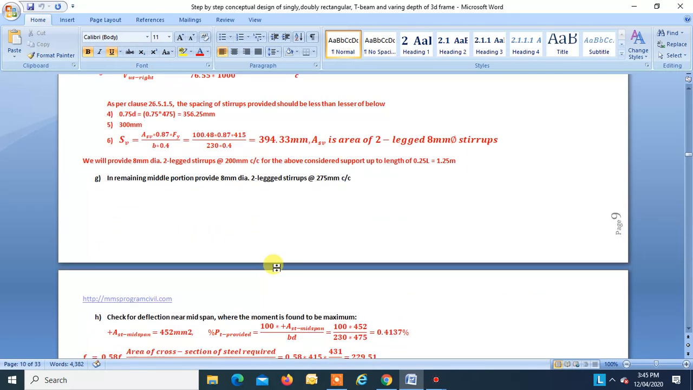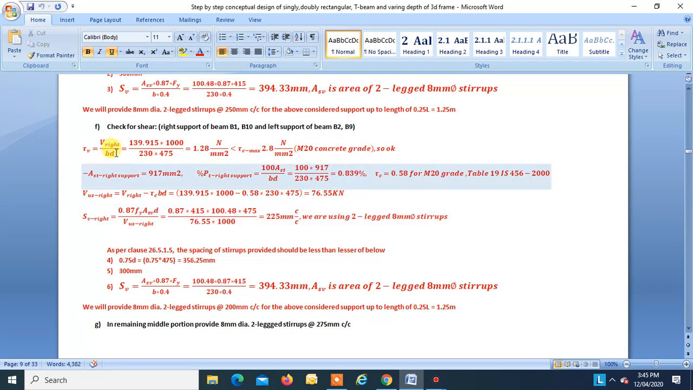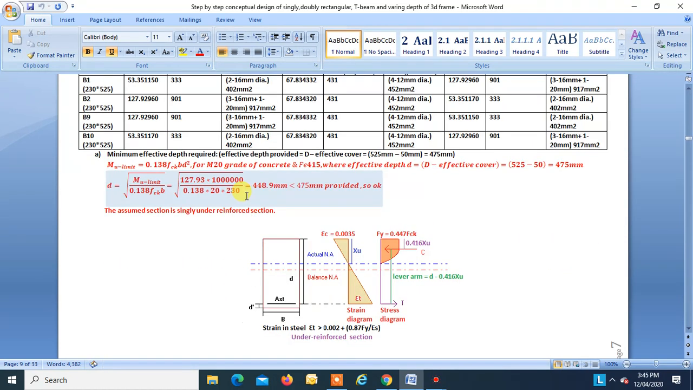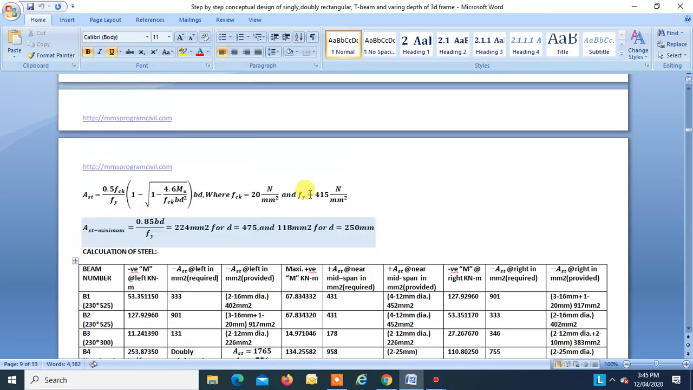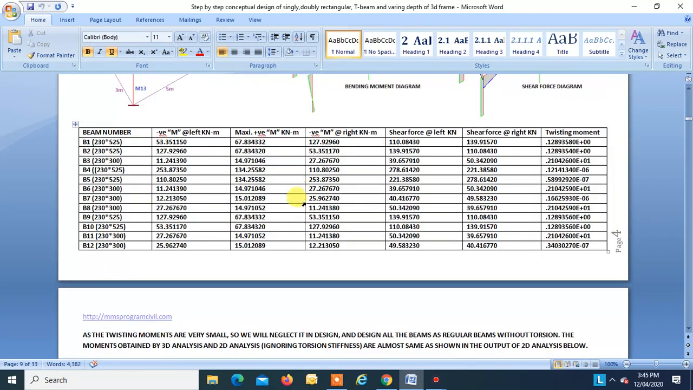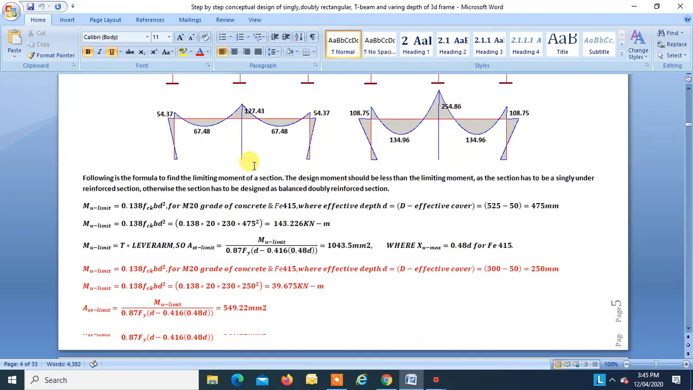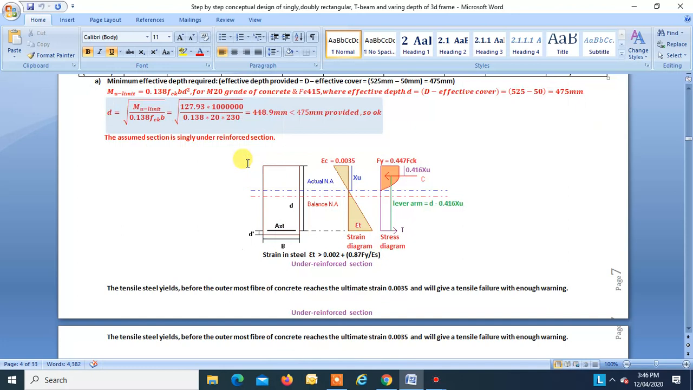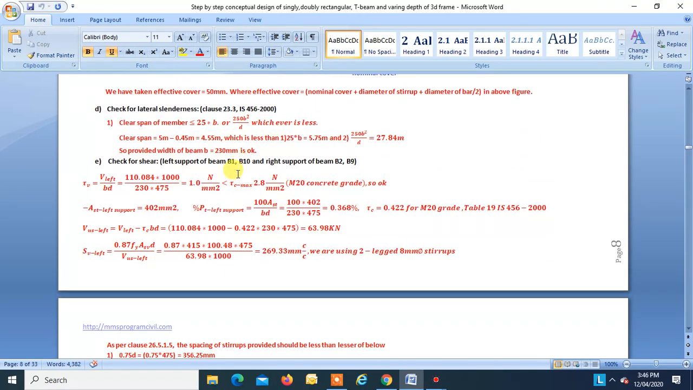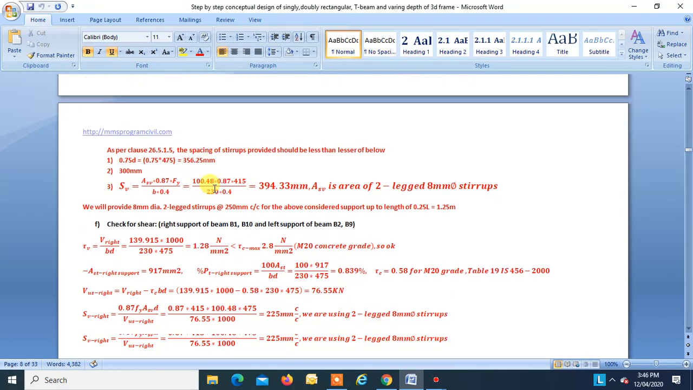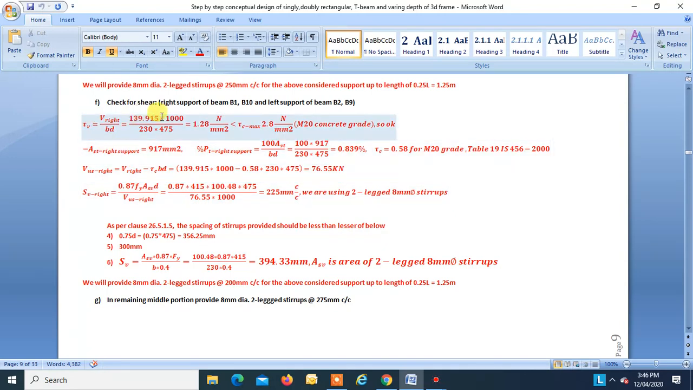Now moving forward, check for shear at the right hand support. At the right hand support the shear is 139.915, so we will take that as Vu right over here. Vu right is 139.915. So tau v is found to be 1.28, less than tau c max 2.8.